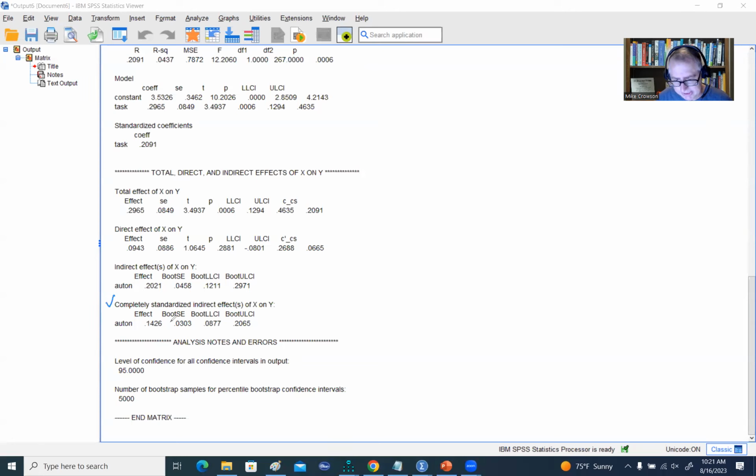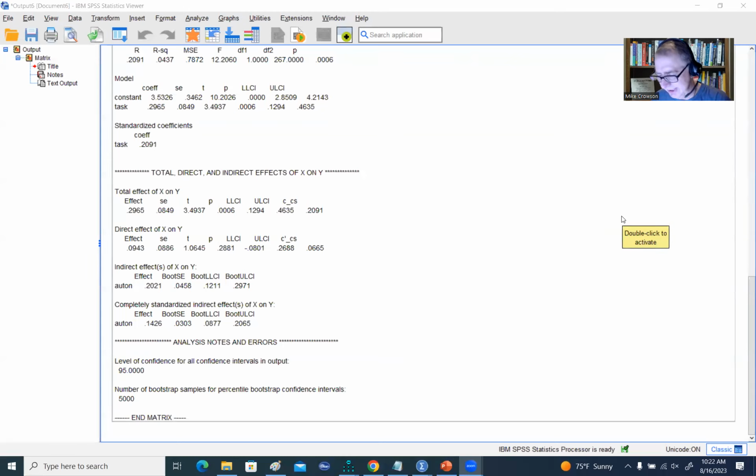The other thing to note too is down here, we've got the completely standardized indirect effect, and this is basically computed as a product of the beta coefficients from those two models, the A and B paths for those two models. And once again, we see that 0 does not fall between the lower and the upper bound of the confidence interval. So we would, again, conclude that there's evidence of mediation taking place, or at least that the results are consistent with mediation.